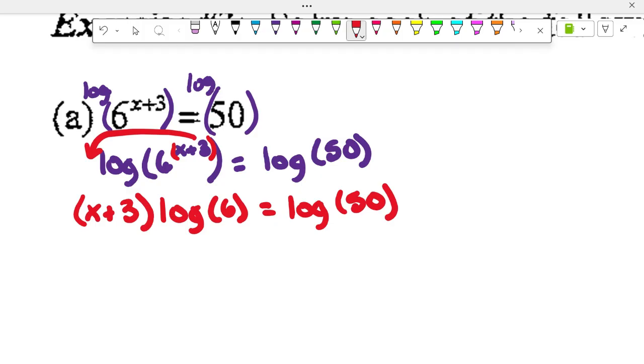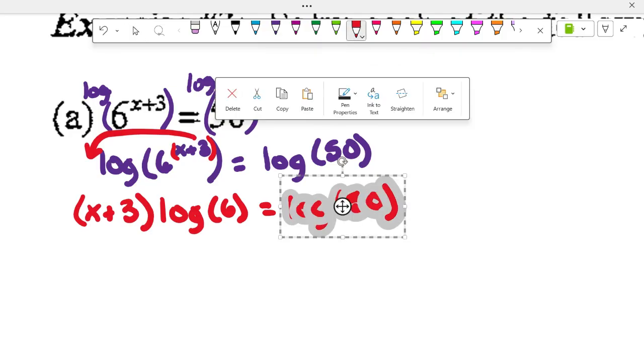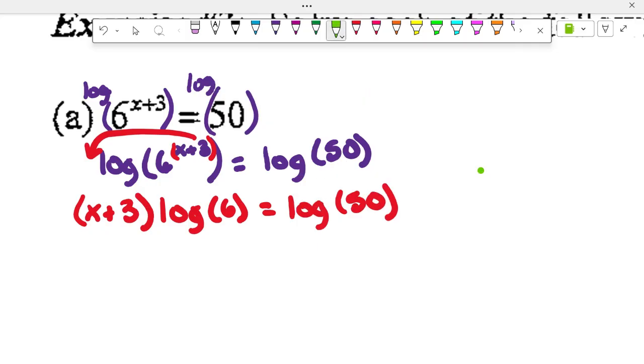What have we been doing? Dividing. This is technically still multiplying. That's why I put it in parentheses. All right. So it's technically still multiplication because it's just parentheses and there's a number written right next to it. Because remember, log of 6 is a number. So we're going to divide by log of 6.